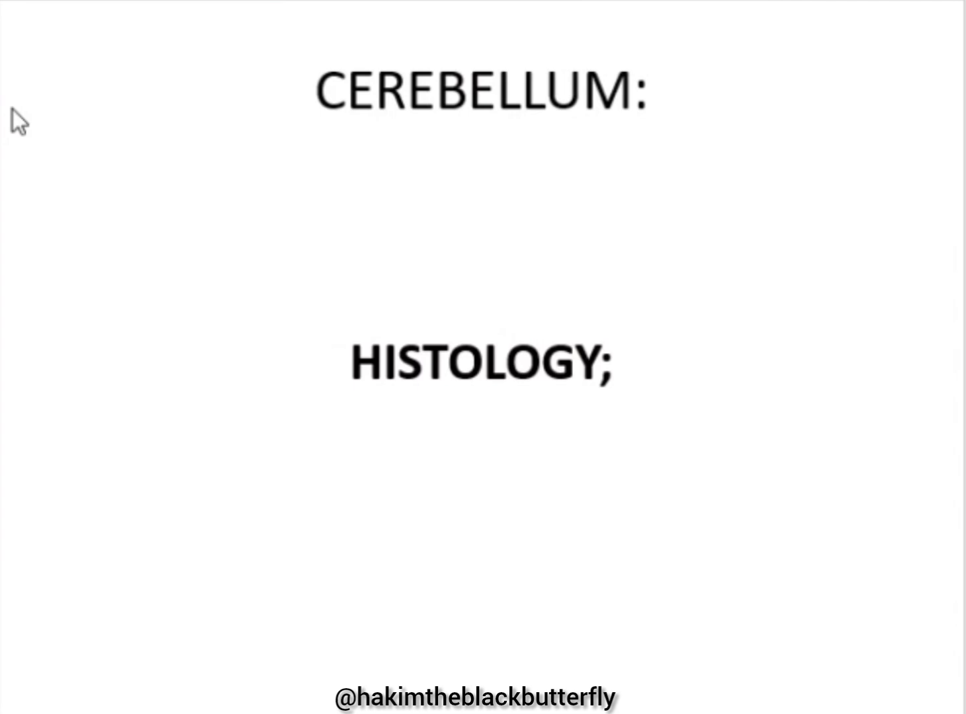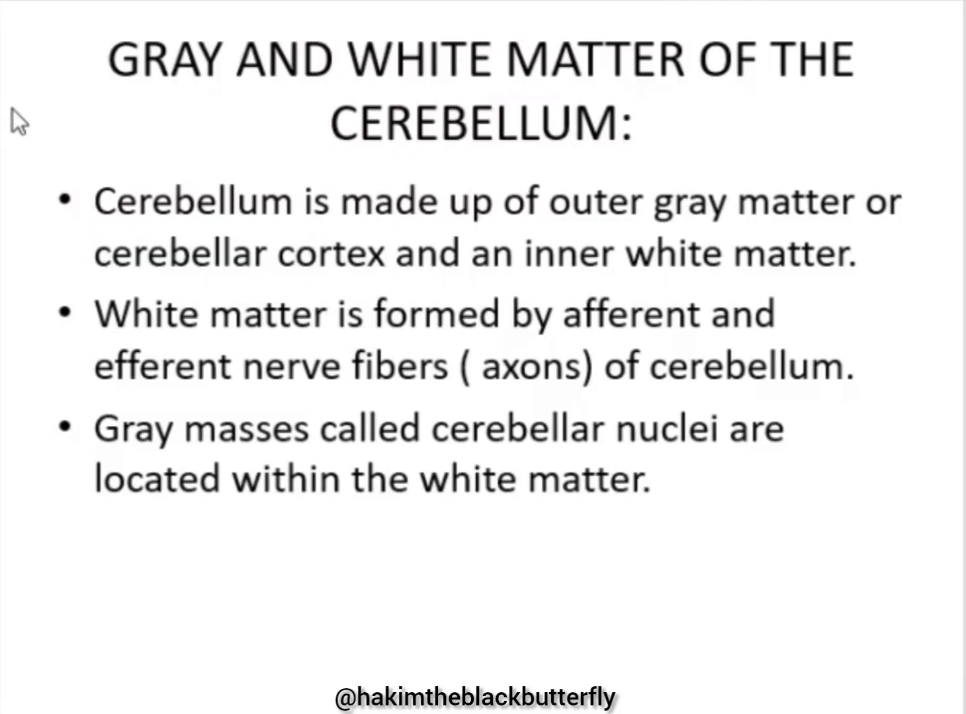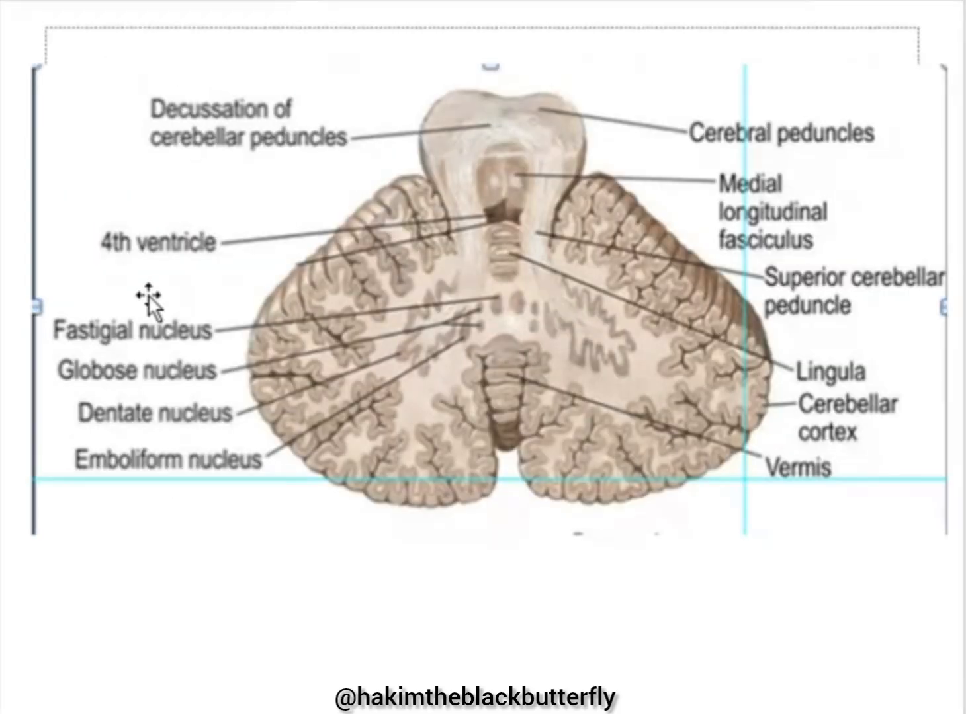Now, let us go to the histology of the cerebellum, the tissue arrangement of cells within the cerebellum. Similar to the cerebrum, the internal structure of the cerebellum is made up of an outer layer known as the cerebellar cortex.